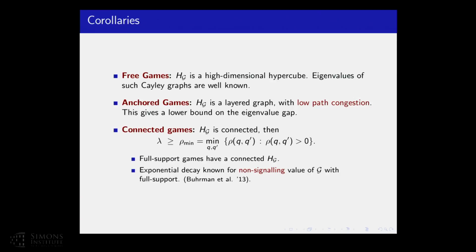And finally, the most general class of games that we can handle somewhat is the class of connected games. That is, if the k-1 connection graph is connected, then lambda, which is the second eigenvalue, is greater than rho min, which is the minimum weight on any edge. So for instance, if the game had full support, then they do have a connected k-1 connection graph. And for such games, an exponential decay bound was known for the non-signaling value of the game, but it was not known for the classical value. So yeah, this recovers most of the known results.